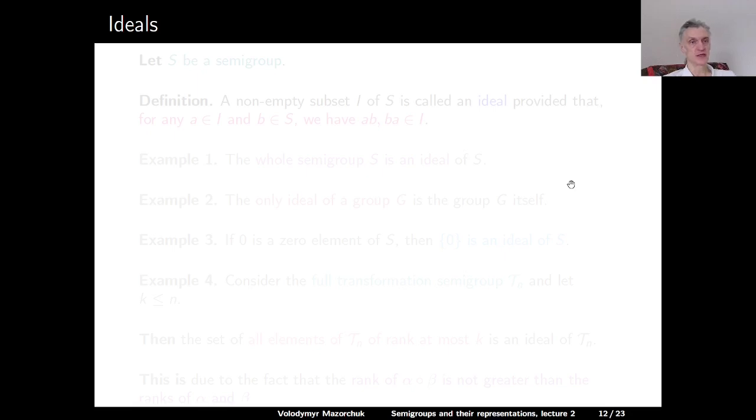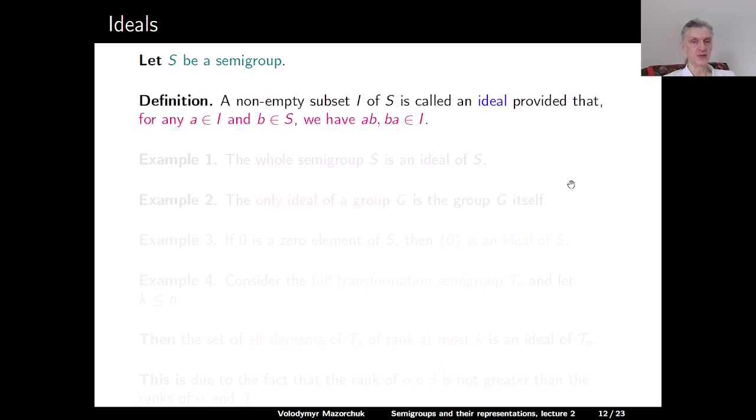Now let's talk a little bit about ideals. Let S be a semigroup. Definition: a non-empty subset I of S is called an ideal, provided that for any element A in I and for any element B in S, both A times B and B times A belong to I. For example, the whole semigroup S is an ideal of S.